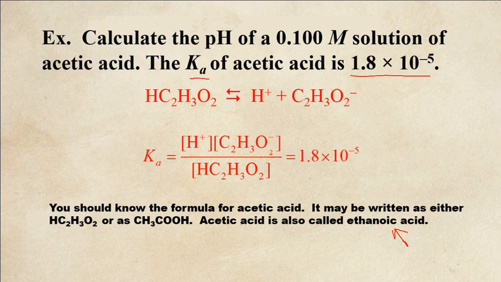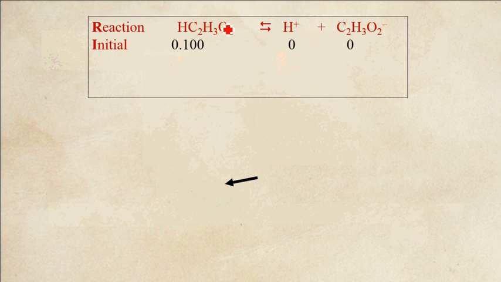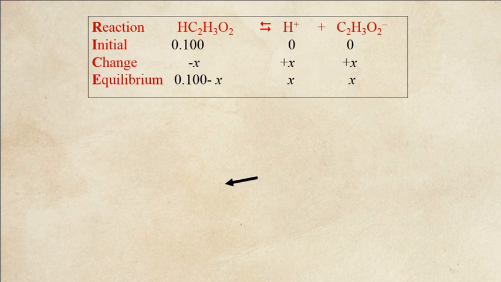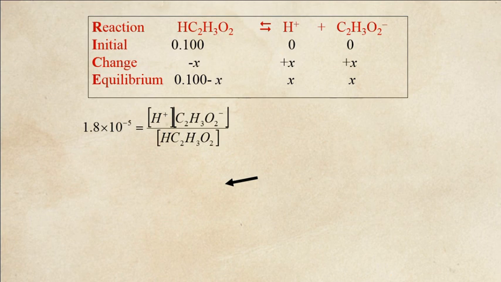So we'll look back at the question. 0.1 molar solution of acetic acid. Okay, so we know that initially we have 0.1 molar acetic acid and no products. And then as we allow our system to come to equilibrium, we're going to lose some quantity of acetic acid, and the same molar concentration of hydrogen ion and acetate will appear. And so our equilibrium values are going to be these three, which we can then plug into our equilibrium expression.